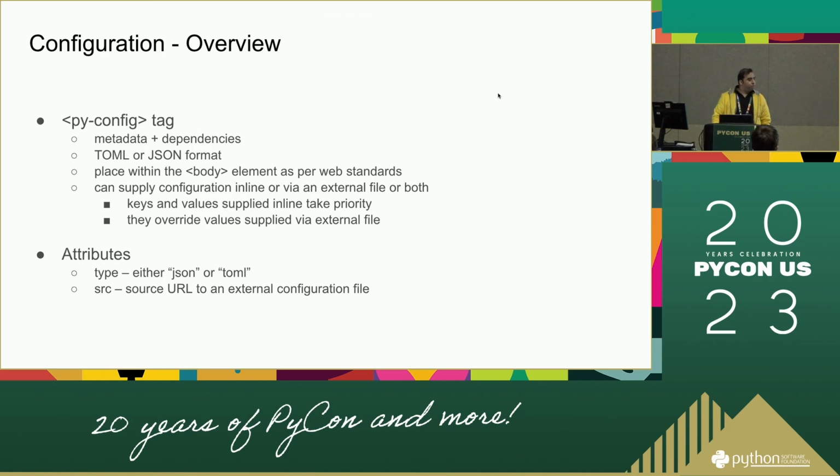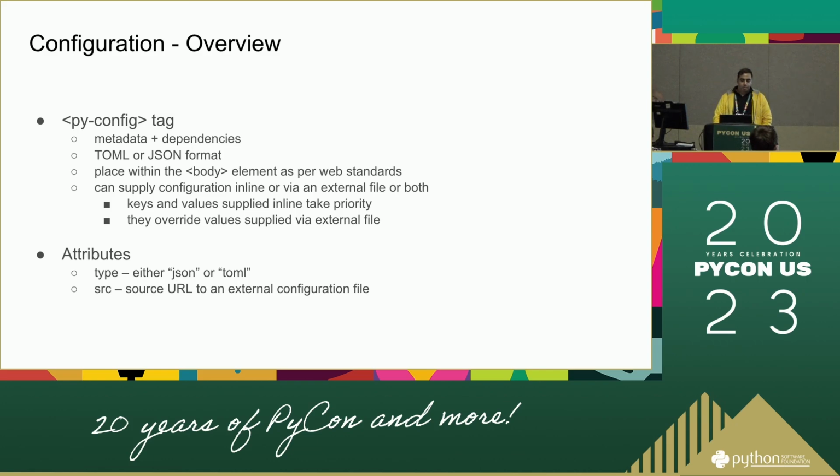The toml file is actually used inside a pyconfig tag. It's a way to specify your metadata and dependencies. Although by default we recommend using toml, but you can use JSON as well. And as Nick showed in this previous example, you place this pyconfig tag in the body element as per the web standards. So you can supply an inline configuration or via an external file. In the previous application, you saw it being supplied via an external file because that was a file called PyScript.toml, which was a source for the pyconfig tag, right?